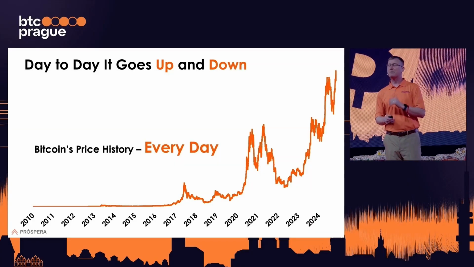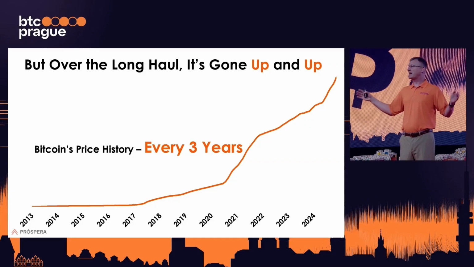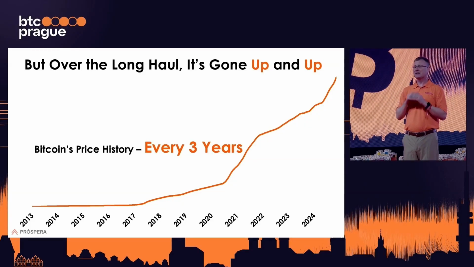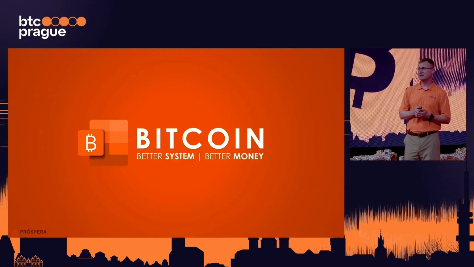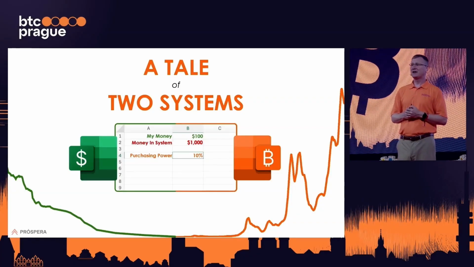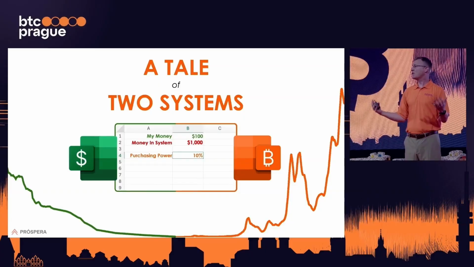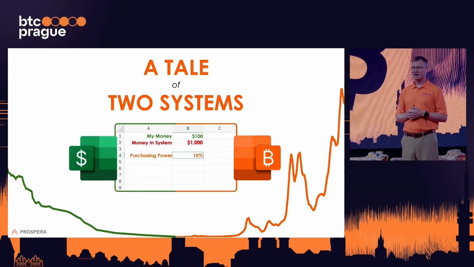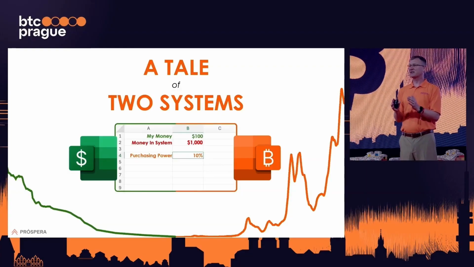Over time it goes up, and if you zoom out to even 3 years, on a rolling 3-year basis, any 3-year time period is almost 100% up. It is a better money, it is a better system. That is my best shot of explaining Bitcoin in the simplest possible terms, and we now have this choice between the tale of two systems, and I am so thankful for the transformational effect that Bitcoin has had in my life and everyone that chooses the better system with better money. Thank you all so much.